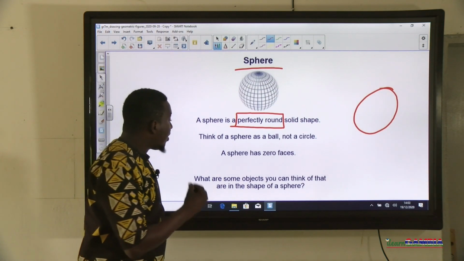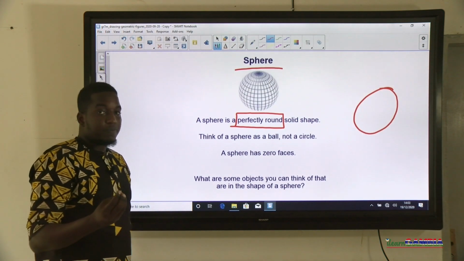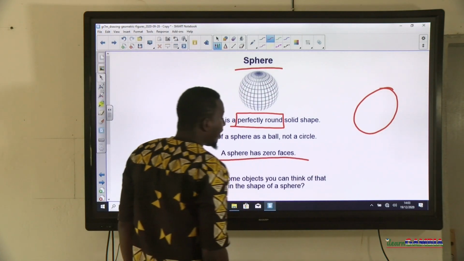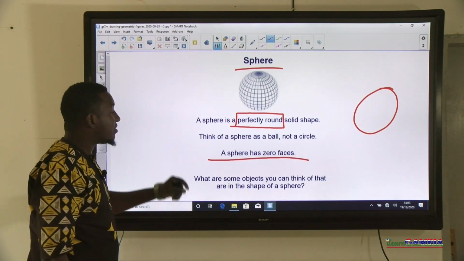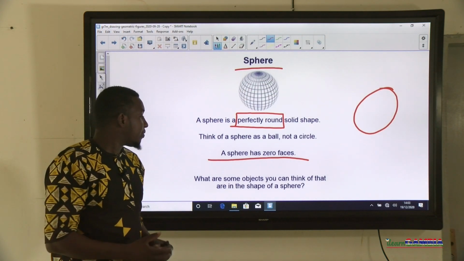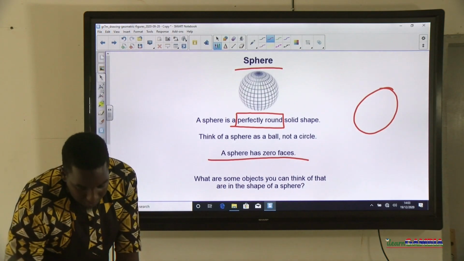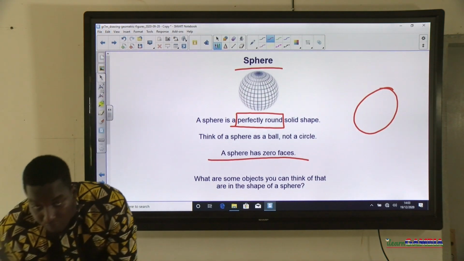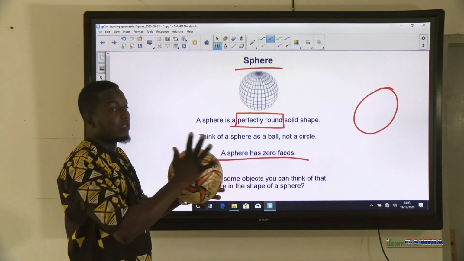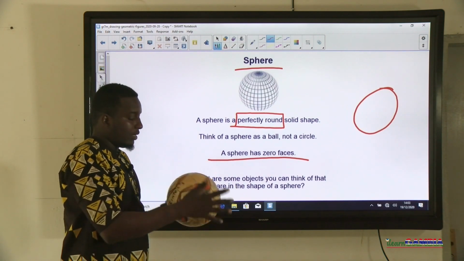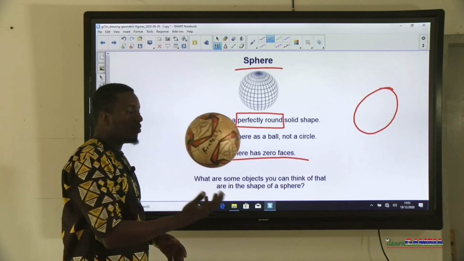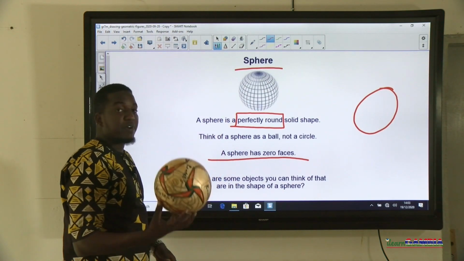A perfect example of a sphere is going to be a ball. Again, something that we need to put into consideration is the fact that spheres do not have faces. A sphere has 0 faces. It doesn't have any face. Those are the things that we call spheres. Like I said earlier, the example of a sphere will be a ball. Now, if you look at this ball, it is perfectly round. So this ball, we can consider it to be a sphere because it is perfectly round.